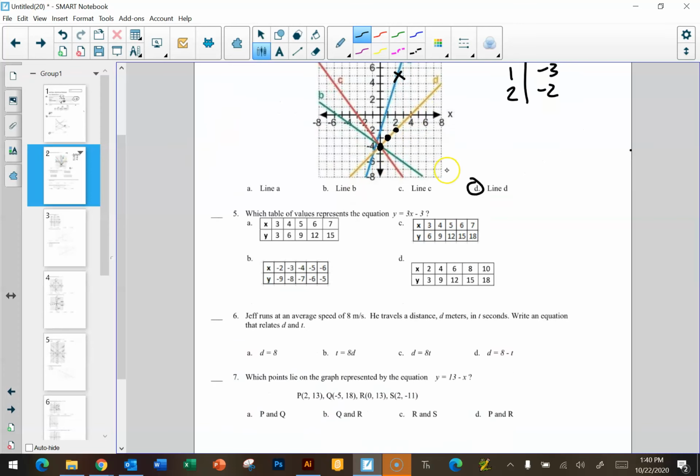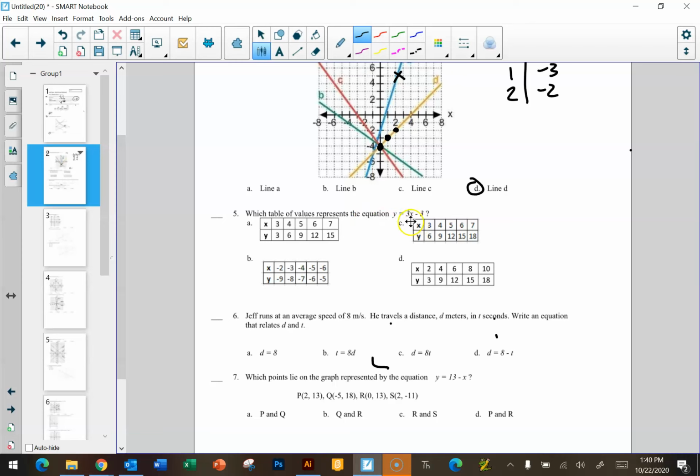Which table of values represents the equation y equals 3x minus 3? You could just go plug these in and see if they work for you, or you could actually check the patterns in each one. I think I'm just going to substitute values on this one because they gave us x's and we can check the y's, right? So let's look at the first one here.